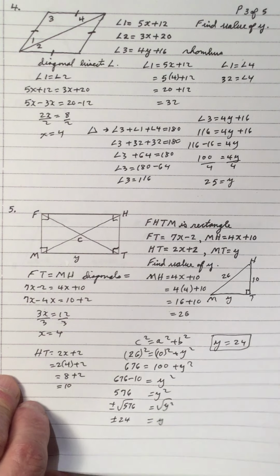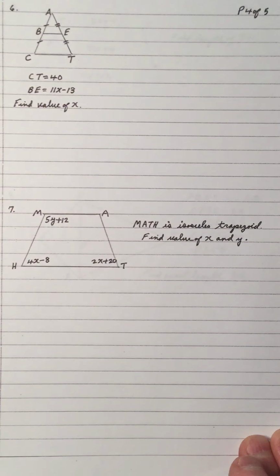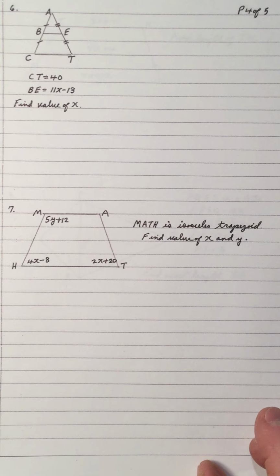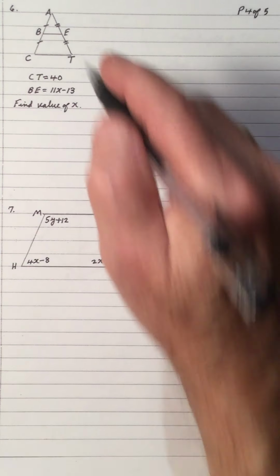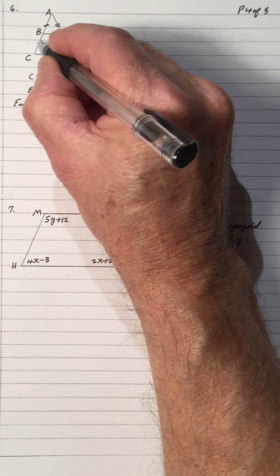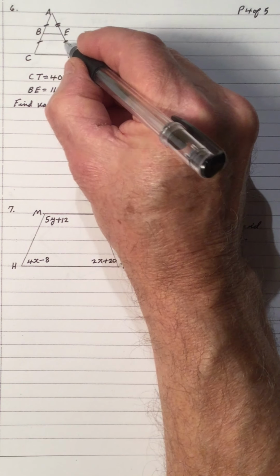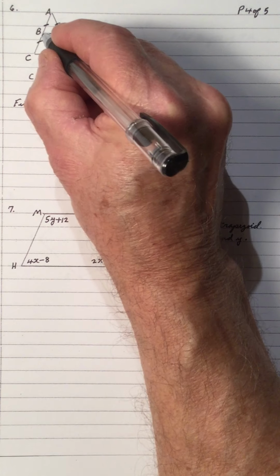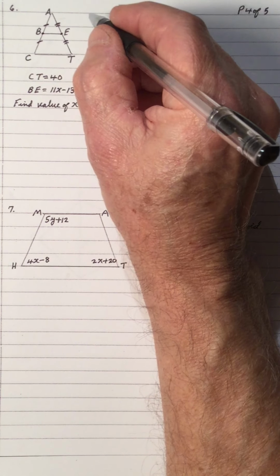Okay, using the properties of the different types of quadrilaterals is coming up with an equation. And number 6, we have a triangle. Notice that these are marked equal. These are marked equal. That means E is a midpoint and B is a midpoint.